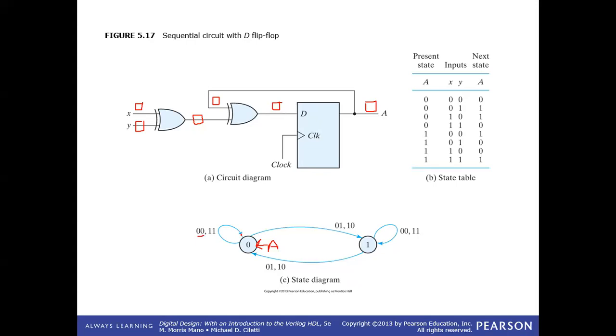Yes, sir. Is this clear to everyone? What are the arrows and circles in this diagram representing? The 0 represents the A state, and if you apply 0, 0 input, it gets back to the state 0. Is it okay? Yes, sir.